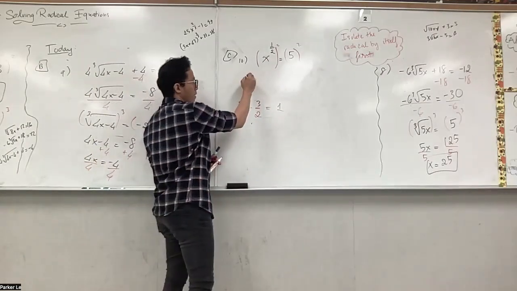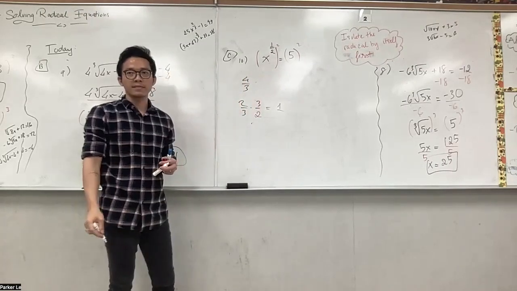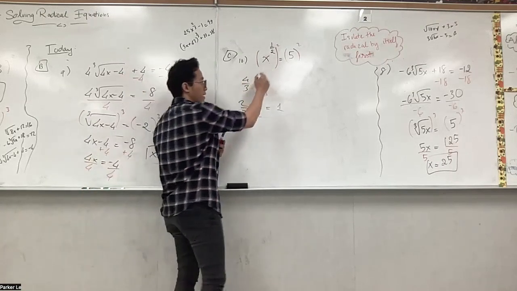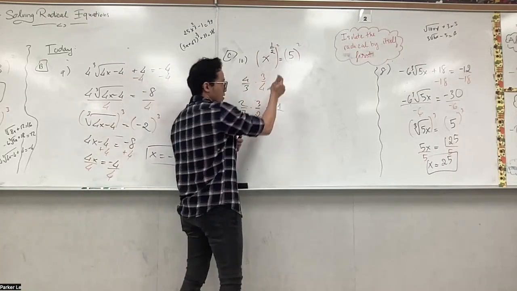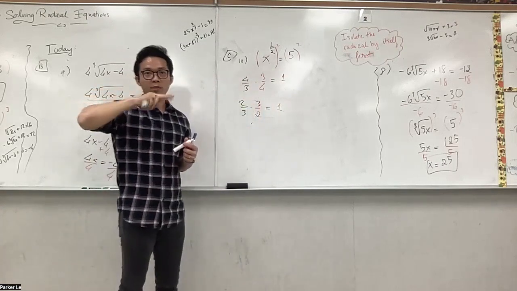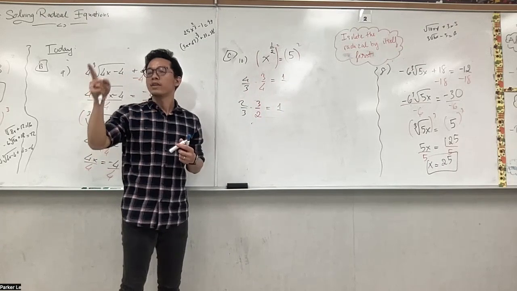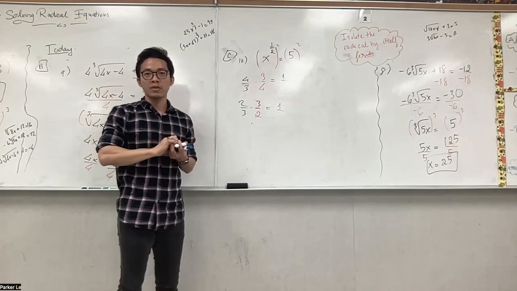How about 4/3? What number will you multiply to give you 1? 3/4, right? So what did you just do? You flip it, right? What is the name when you flip the number? Reciprocal.